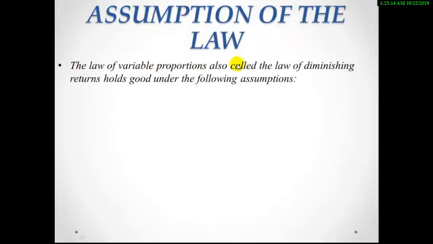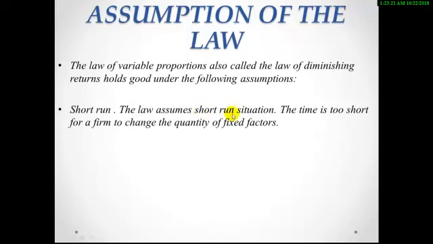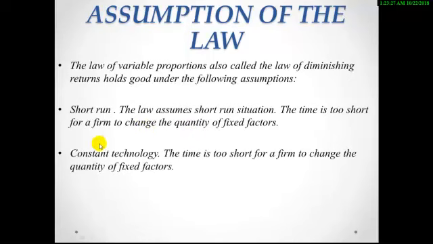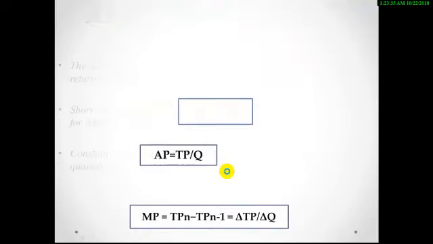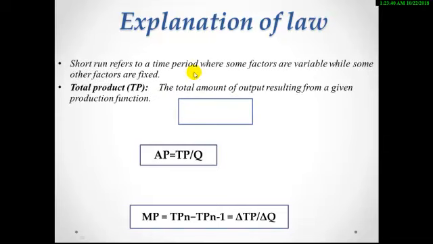Assumption of the law. The law of variable proportions, also called the law of diminishing returns, holds good under the following conditions. Short run. The law assumes a short run situation. The time is too short for a firm to change the quantity of a fixed factor. Constant technology. Explanation of law. Short run refers to a time period where some factors are variable while some other factors are fixed.